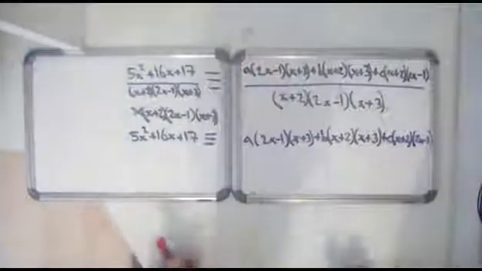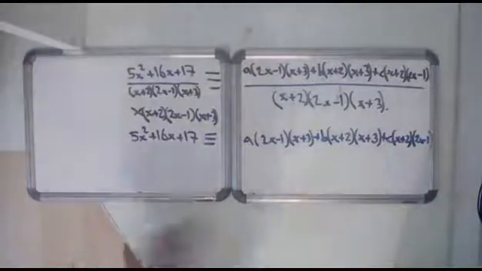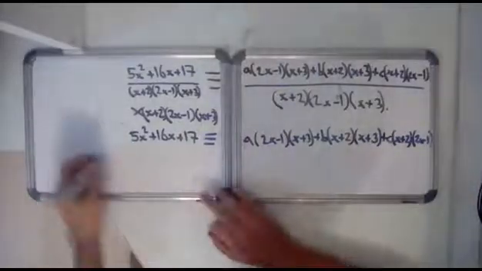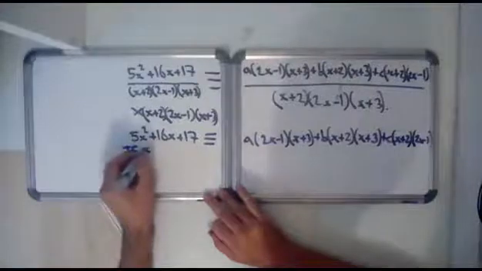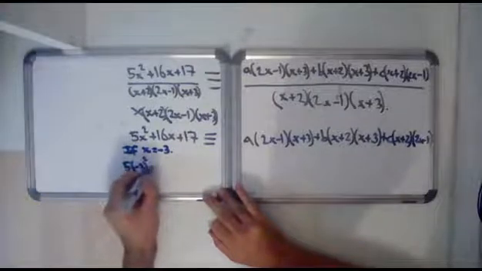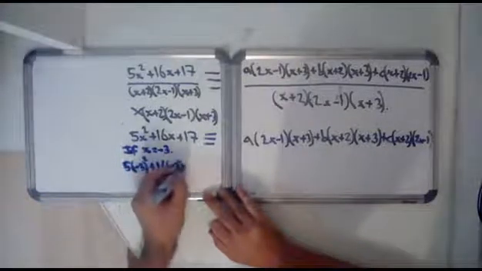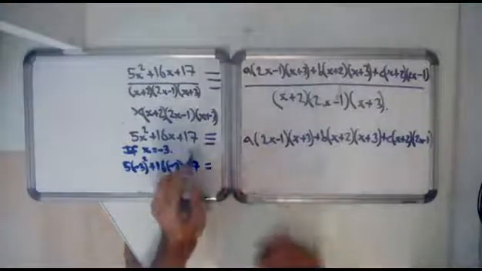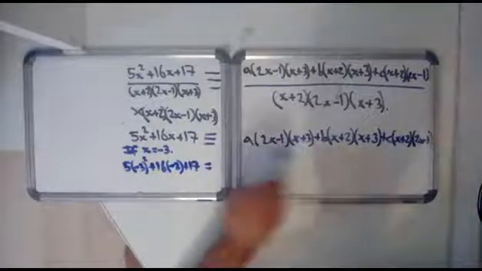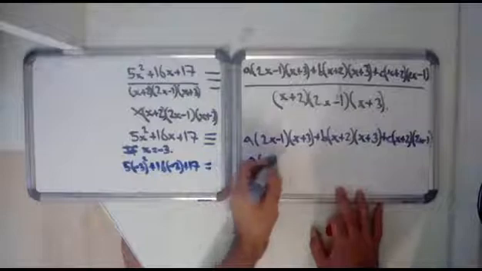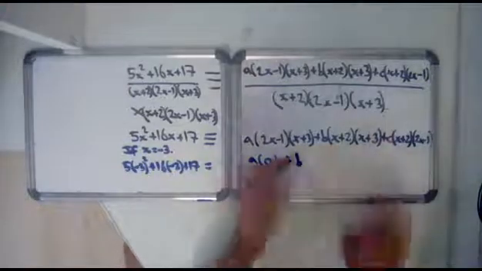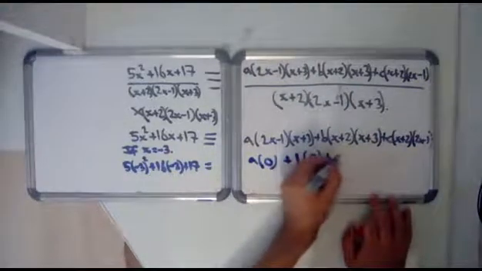Okay, now we go back to this and we let x equal something else. So if we let x equal minus 3, then we should be able to find c. So you've got 5 times minus 3 squared plus 16 times minus 3 plus 17 equals, so a is going to disappear because x minus 3 will be 0, so you've got a times 0, plus b will disappear for the same reason because minus 3 plus 3 is 0, so 0b plus c.